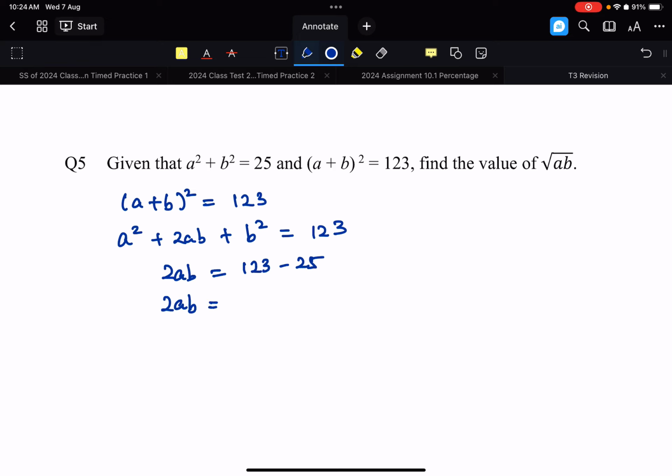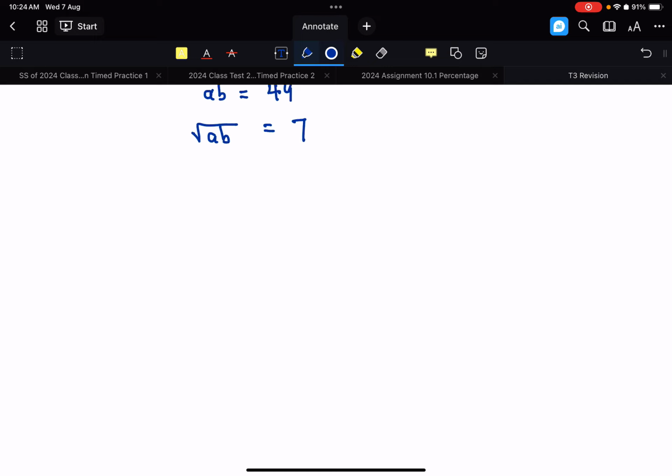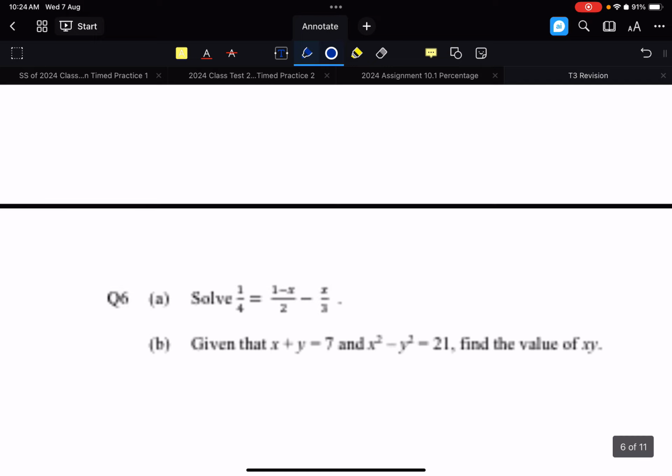So 2AB equals to, that's my calculator, 98. So AB equals to 49. Therefore, square root of AB equals to 7. Okay, moving on.